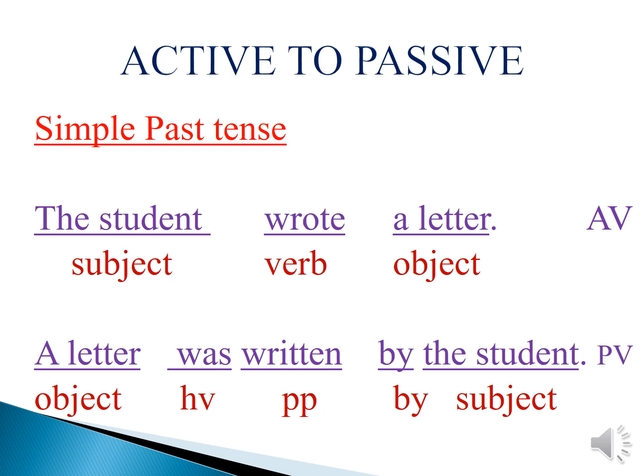Simple past tense. The student wrote a letter. Subject, verb, object. So the object will be the subject, a letter. Past tense will have was or were as the helping verb. So here a letter is singular, so was.